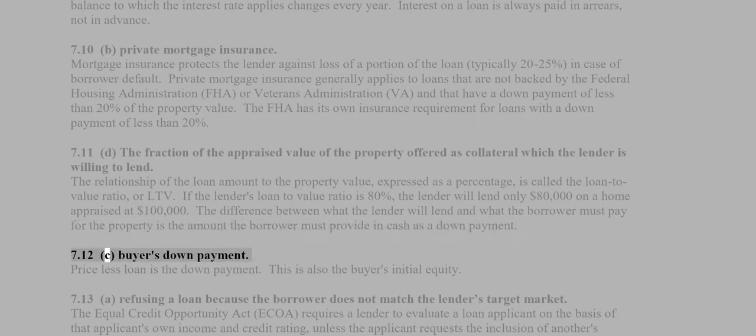7.12 C. Buyer's down payment. Price less loan is the down payment. This is also the buyer's initial equity.